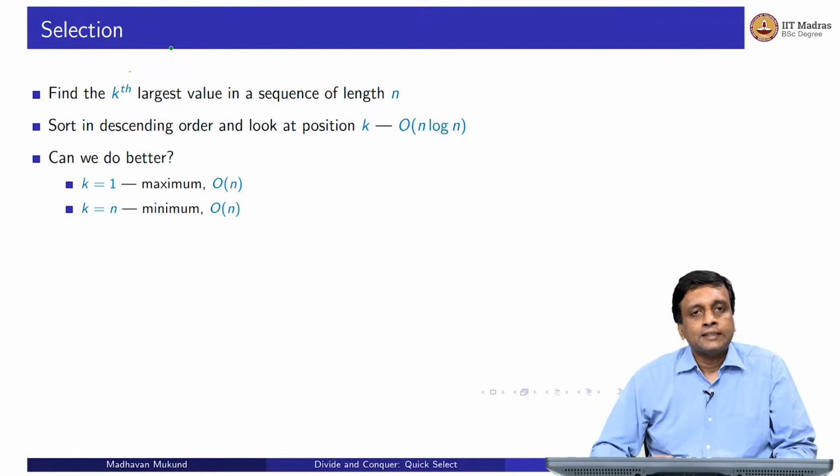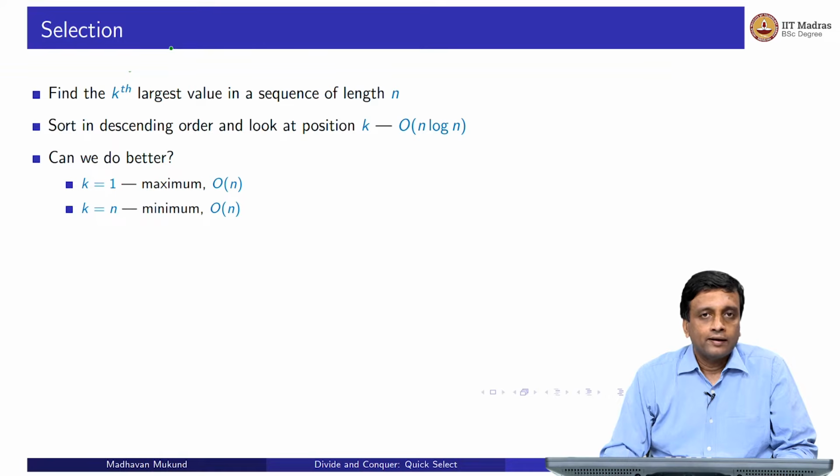But if we look at some special cases, it perhaps suggests that we could do better. For instance, if we want k equal to 1, then we are just looking for the largest value in the list, and that is just the maximum, and we know that we can compute the maximum in a list in a single scan. So, it only takes order n time, it does not take n log n time. Similarly, if k is equal to n, that is we want the smallest value in the list, then we can just compute the minimum in a single scan of order n. So, the question is, can we do this for all k?